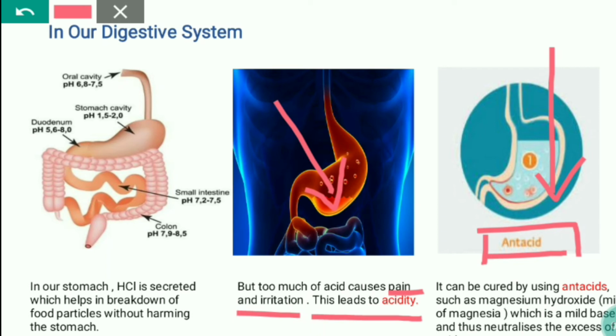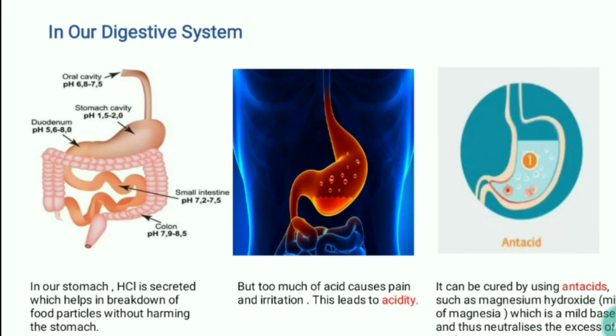Antacids are those substances or solutions which reduce the effect of acids, and hence they are basic in nature. When there is already a lot of acid and we add a base, the effect gets neutralized. So antacids, for example, are magnesium hydroxide or milk of magnesia. This is a mild base and is responsible for neutralizing the excess acid present in our stomach. So do remember which antacid we are taking: magnesium hydroxide, or milk of magnesia.